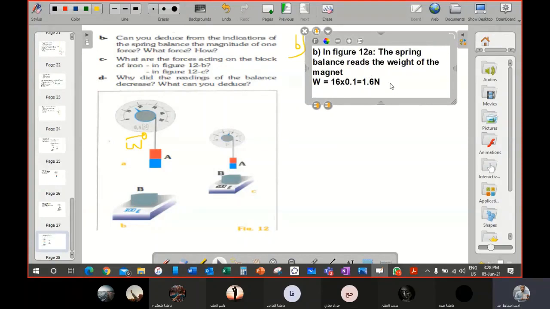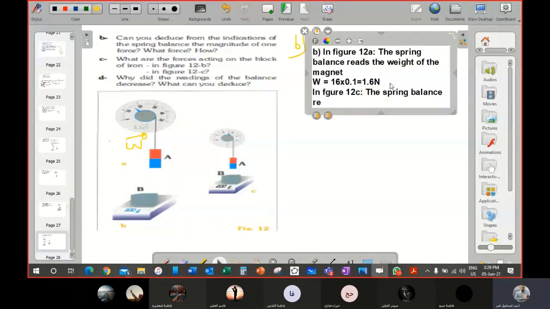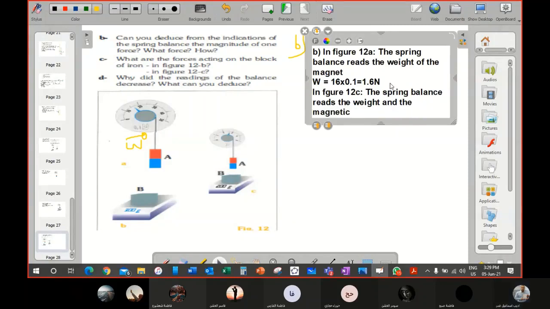Also in figure 12C, the spring balance reads what? It reads the weight and also the magnetic force, which is how much? 2.6, right? 2.6 newtons. Here I don't have a scale.